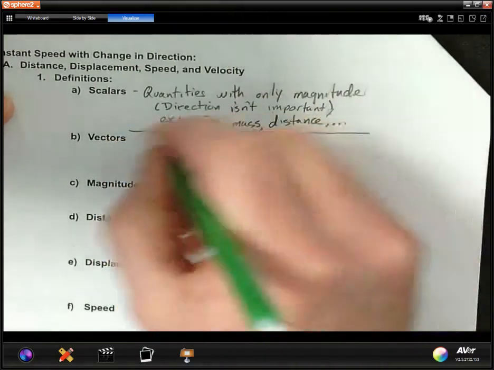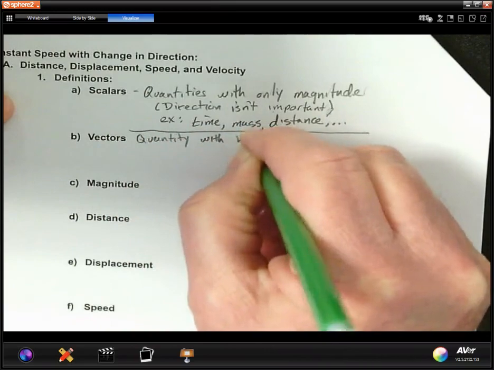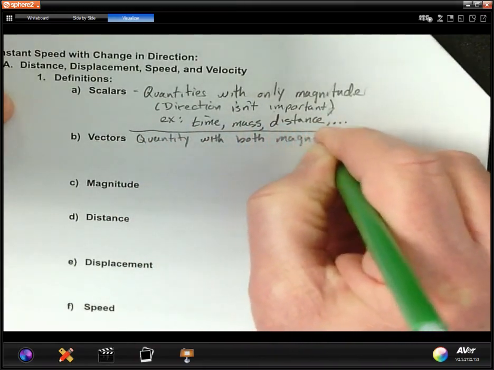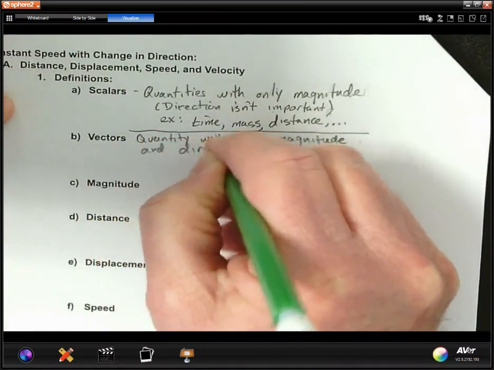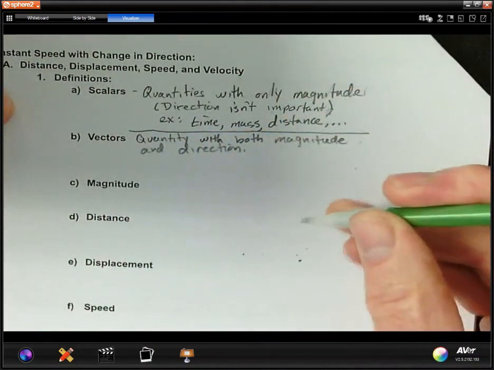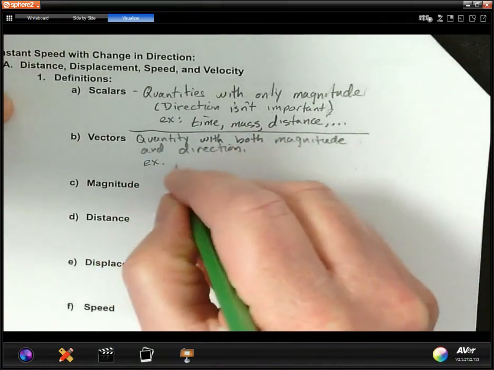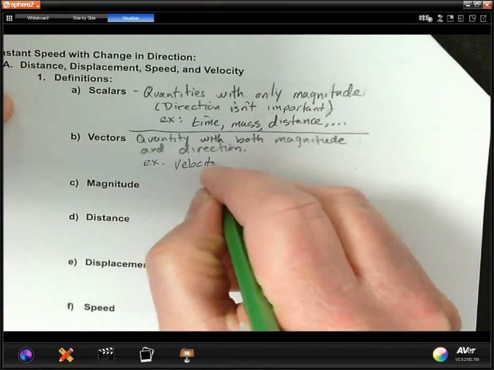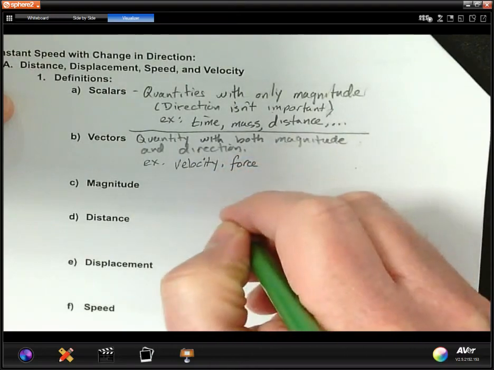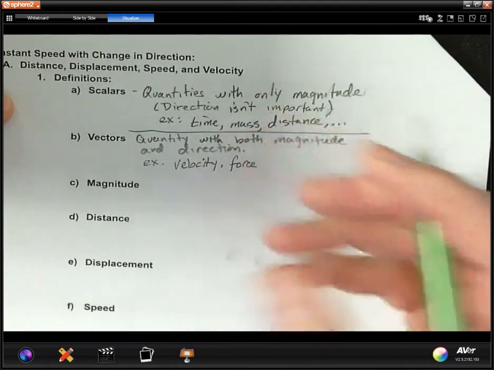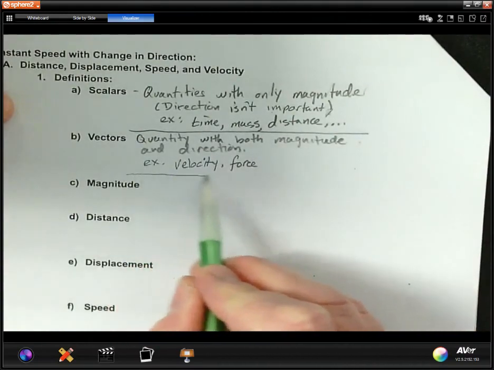A vector is a quantity with both magnitude and direction. Examples of that, these are quantities where direction is important. One of them is going to be, say, velocity. In another unit, we're going to talk about force, which is a push or a pull. The direction matters. If you're pushed north, you're going to move north. If you're pushed east, you're going to move east. So the direction is important for force, so it's going to be a vector.